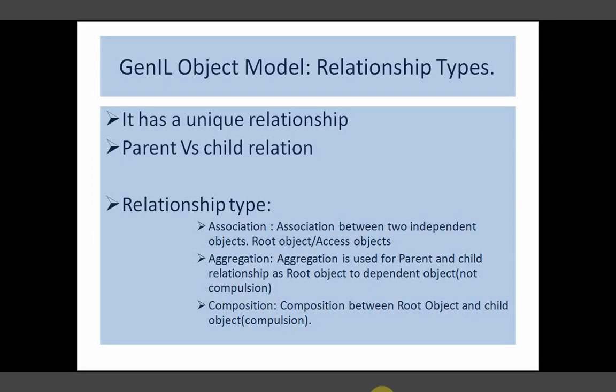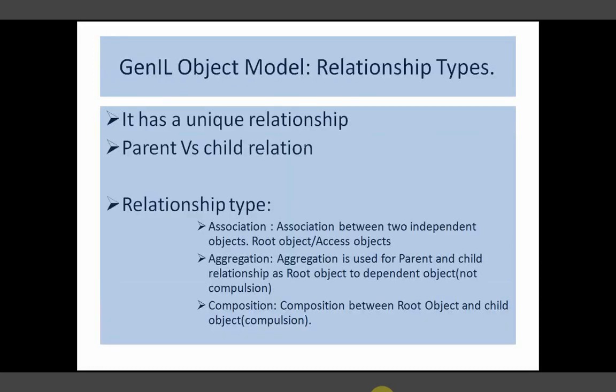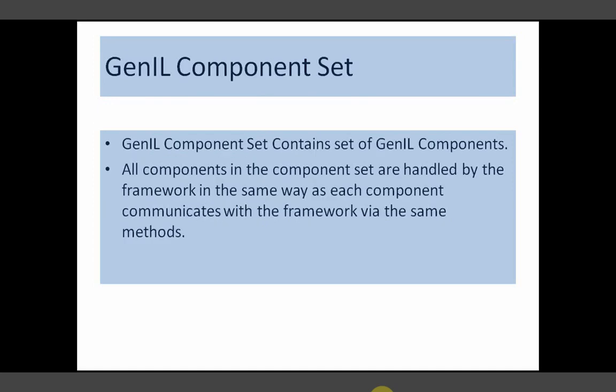Okay, now the object model contains object types and relations. Relations are association, aggregation, and composition. I hope you are pretty clear with the relationships as well. Let us go to the next topic. Any questions? No questions, thanks.